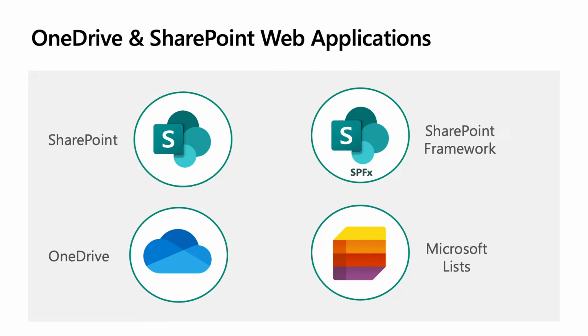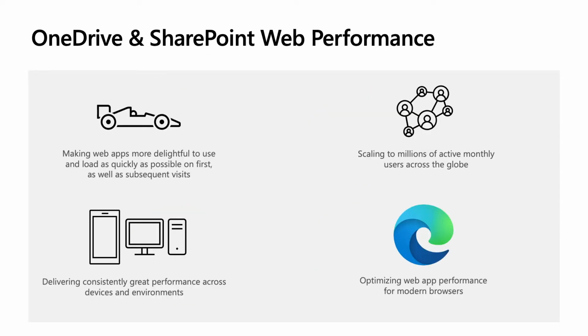We have a host of web applications in OneDrive and SharePoint. Some examples of them include the SharePoint Online Portal, SharePoint Framework, OneDrive, and Microsoft Lists, just to name a few. Our primary goals when it comes to web performance revolve around making web apps more delightful to use and load as quickly as possible on first as well as subsequent visits.